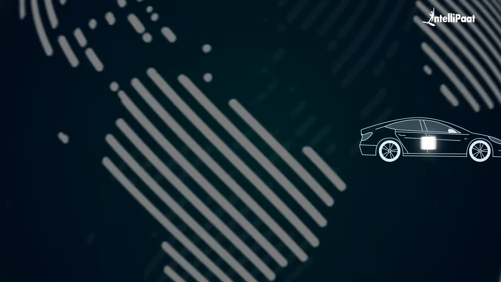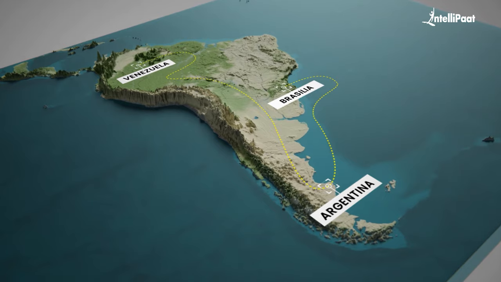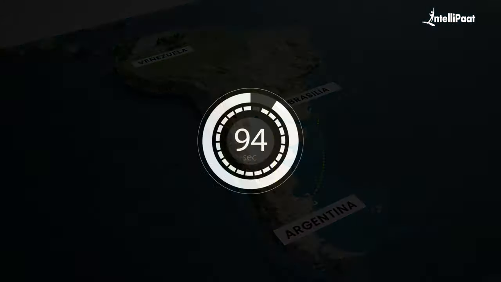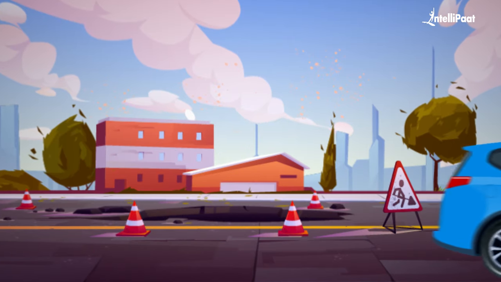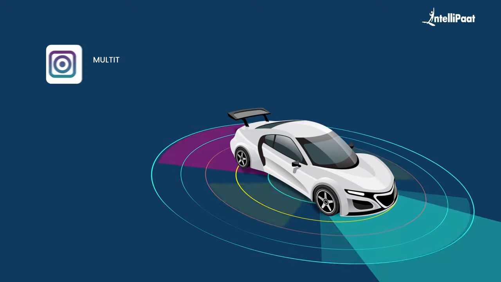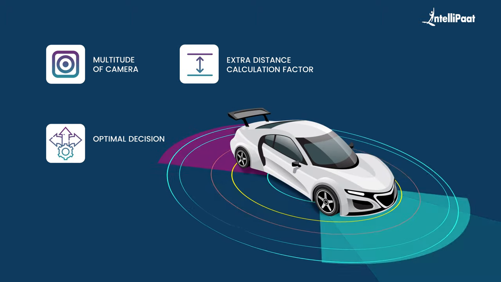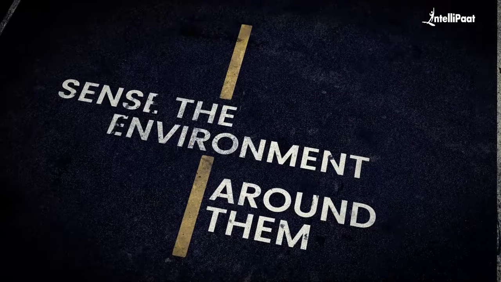As the car continues its journey, it uses this constantly updating 3D map to navigate safely through the ever-changing environment. It can make split-second decisions, avoid obstacles, and keep everyone on board out of harm's way. Besides these two tools, cars also put a multitude of cameras to use in order to have an extra distance calculation factor for optimal decision making. I hope now you guys understand how autonomous vehicles can see and sense the environment around them.